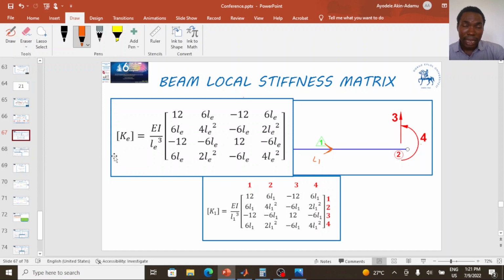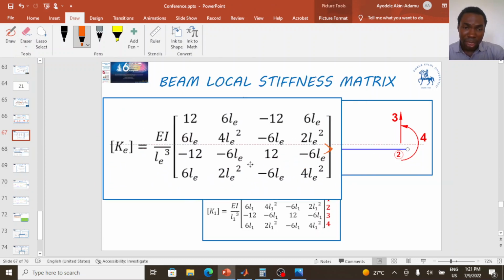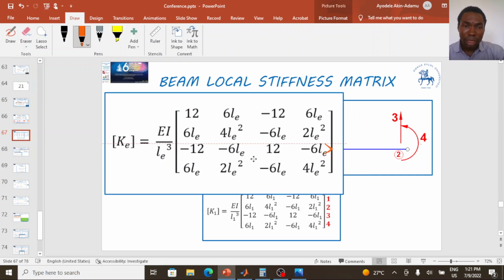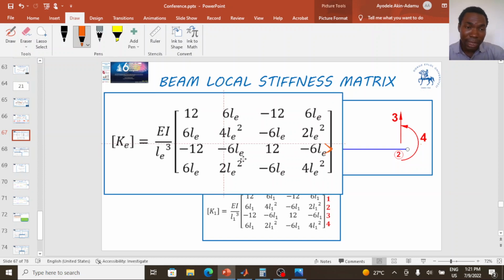After we have defined our finite element model using just 2 finite elements, the next thing we need to do is compute the local stiffness matrix for each of the finite elements. The local stiffness matrix for a beam element is given by what you see here. Just like the one-dimensional finite element, the beam element also has its own local stiffness matrix, which is defined by this. You can see EI divided by LE cubed multiplied by this matrix.